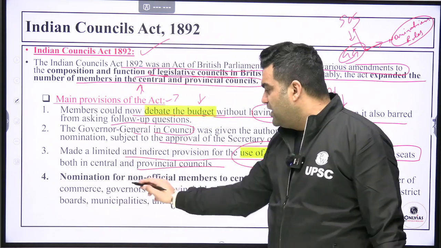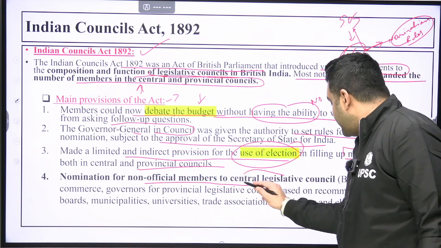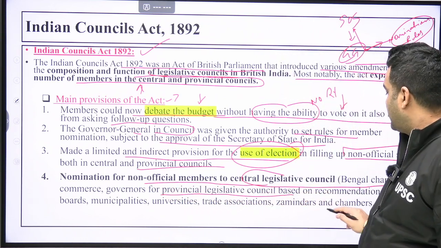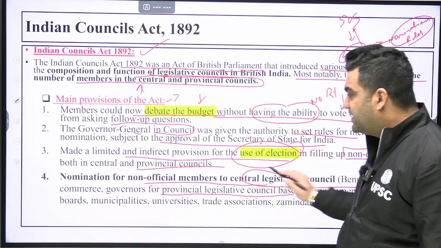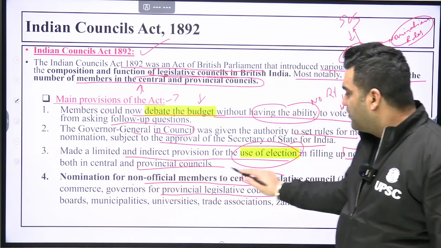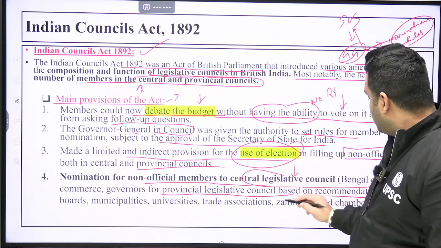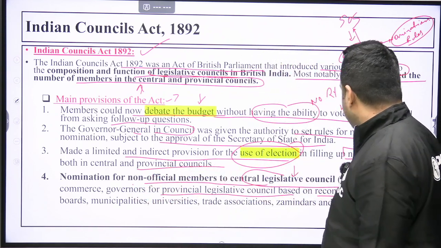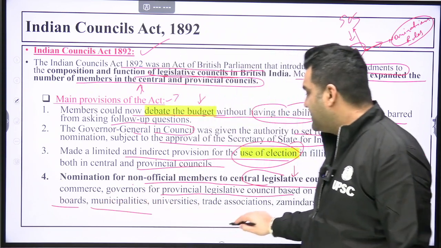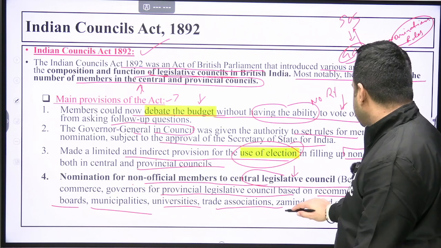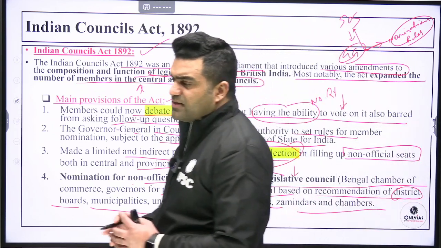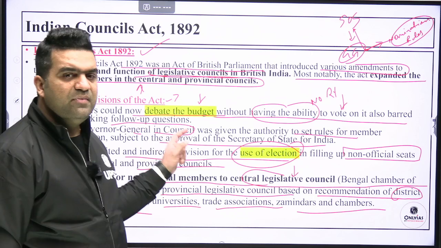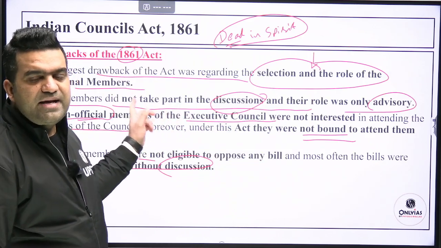Be clear about it. Nominations for non-official members to the Central Legislative Council, be it Bengal Chamber of Commerce, and governors for provincial legislative councils, would be made based on the recommendations of district boards, municipalities, universities, trade associations, and zamindars. So the Britishers were in a way trying to refine this nomination criteria after the criticism they faced for 1861.